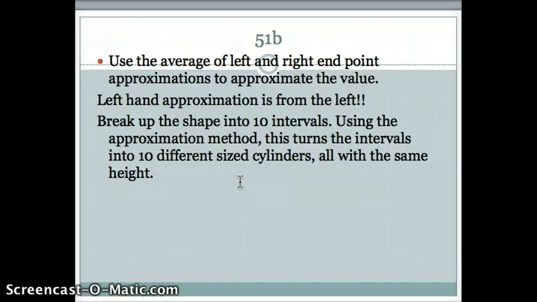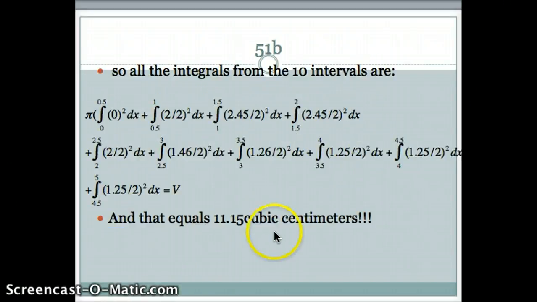And so what I did was I broke up the shape into 10 intervals, and I used the approximation method, which turned the intervals into 10 different size cylinders, all with the same height. They had the same height because the intervals were equal. So here is the massive formula that I used to do the left-hand approximation. And right here, you can see my first example that I tried explaining.